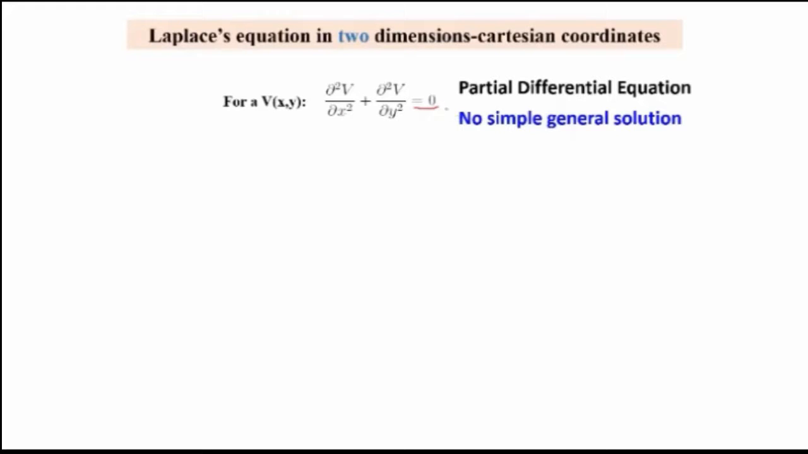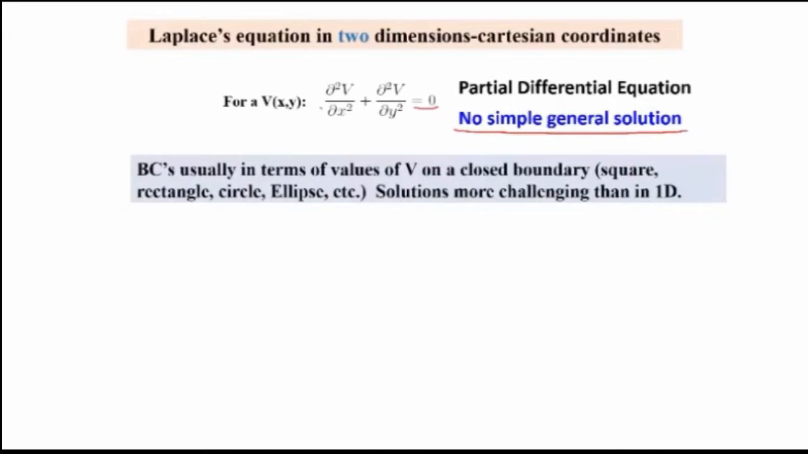For this equation here, there's no simple general solution, but for many situations, given certain boundary conditions, we can find solutions. The boundary conditions are usually in terms of values of the potential on a closed boundary, so it can be a square, rectangle, circle, or an ellipse, for example. The solutions are more challenging to obtain. We'll look at a couple solutions later to see how one goes about doing that.